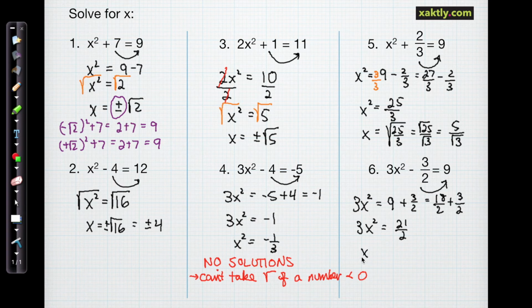Now we divide both sides by 3, which is the same as multiplying both sides by 1/3. And we end up with 3 divides into 21 and gives us 7, so we have 7 halves. So taking the square root on both sides gives us x is equal to plus or minus the square root of 7 halves.